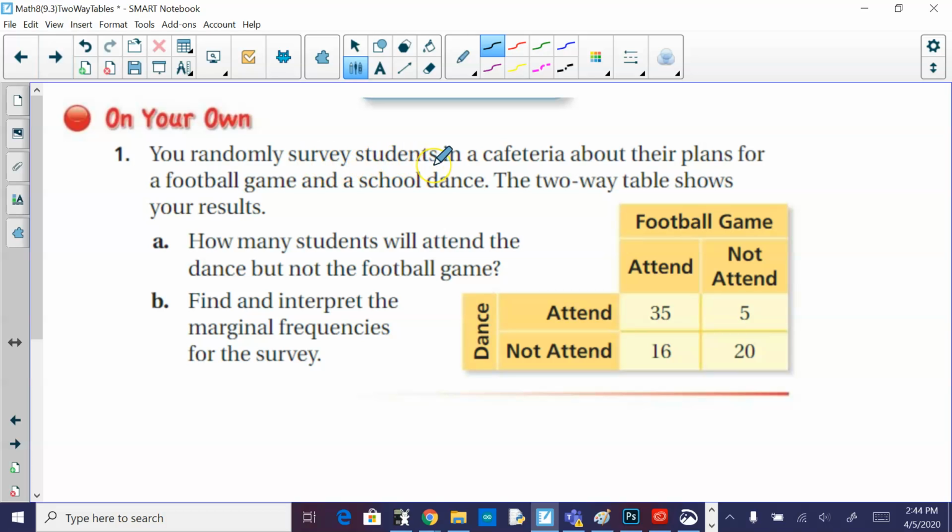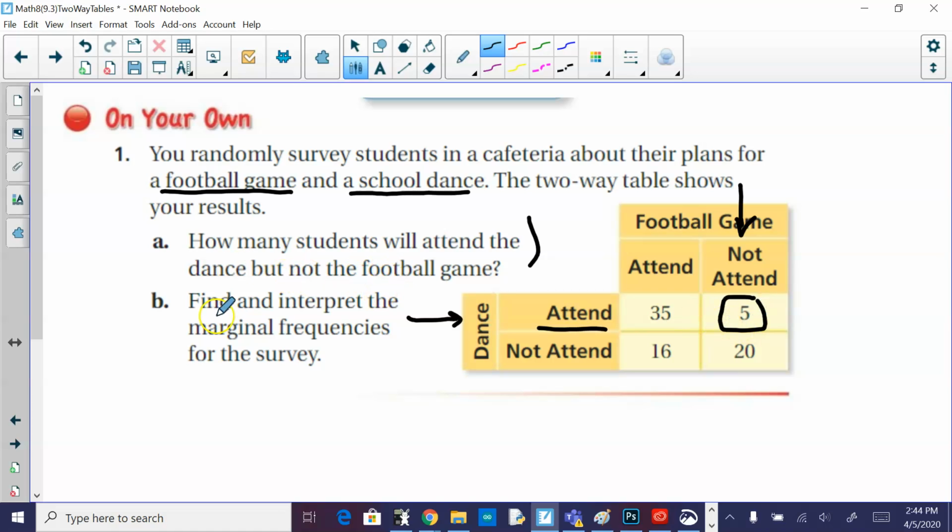Okay, here's another example. You randomly survey students in the cafeteria about their plans to go to a football game and a school dance. The question here is, how many students will attend the dance but not the football game? All right, let's take a look. How many students are attending the dance? It looks like this row here is attending the dance, but not attending the football game would be this column.